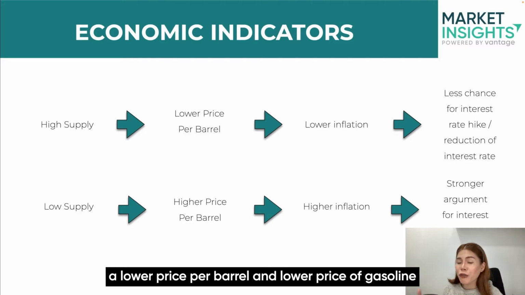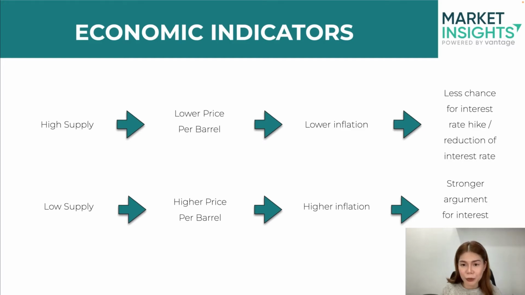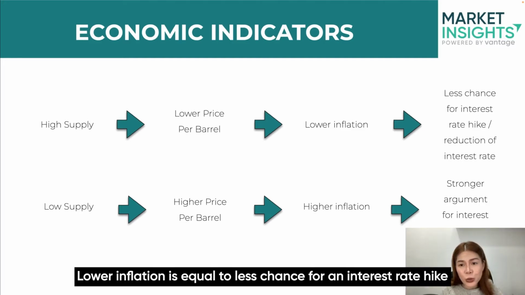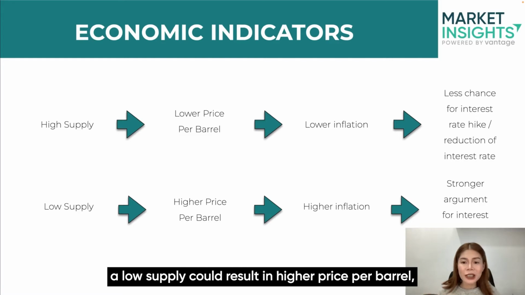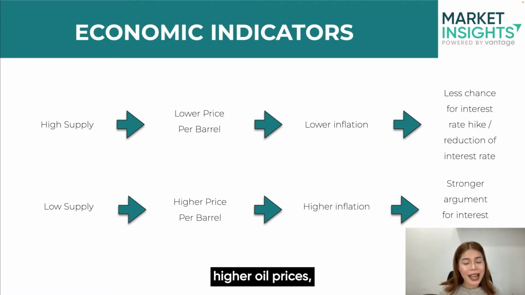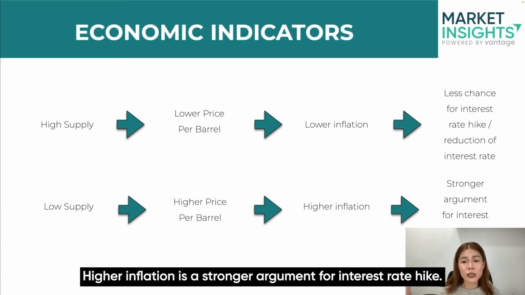And a lower price of gasoline or oil products will result in lower inflation. Lower inflation equals less chance for an interest rate hike, or in some cases even a reduction of interest rates, depending on where the year-on-year CPI or year-on-year inflation is at. On the flip side, a low supply could result in a higher price per barrel, higher oil prices, higher inflation, and higher inflation is a stronger argument for an interest rate hike.